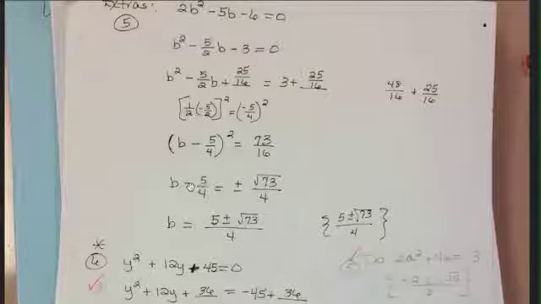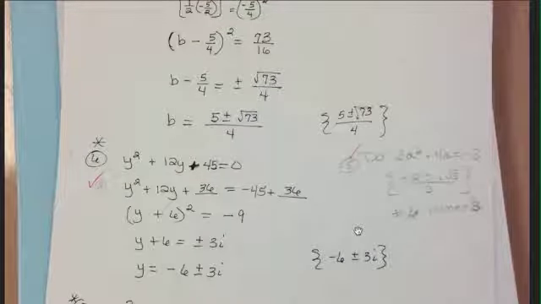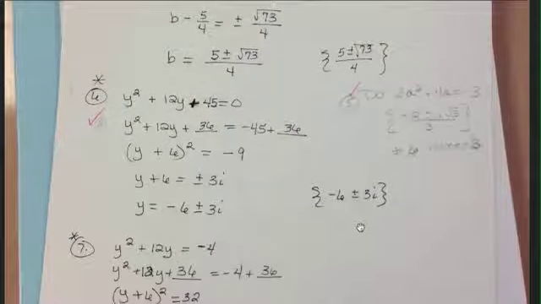Now I have to add over 5/4 to both sides. And it's a plus radical 73/4 and a minus radical 73/4. So again, I get this as my answer. I can write this as my answer like that.